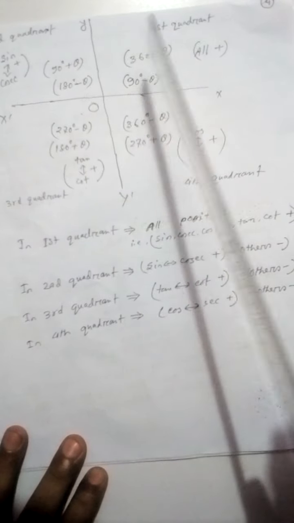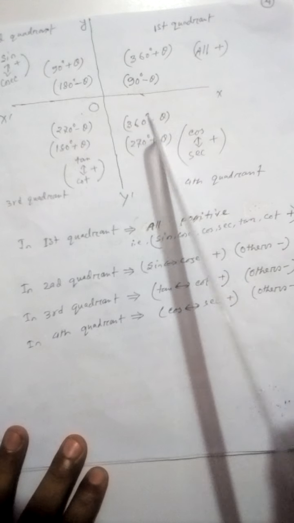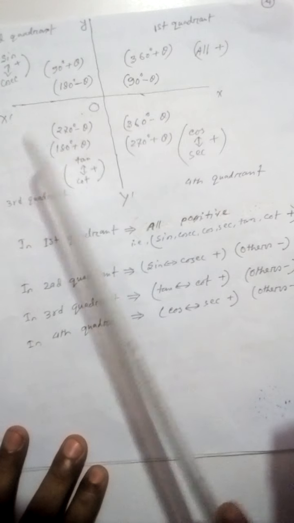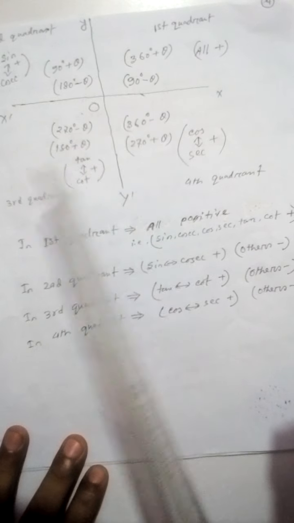Again, 90 degrees plus theta means the second quadrant, 180 degrees plus theta the third quadrant, 270 degrees plus theta the fourth quadrant, 360 degrees plus theta the first quadrant. So we see that the first quadrant is 90 degrees minus theta or 360 degrees plus theta. The second quadrant is 180 degrees minus theta or 90 degrees plus theta. The third quadrant is 270 degrees minus theta or 180 degrees plus theta. The fourth quadrant is 360 degrees minus theta or 270 degrees plus theta.